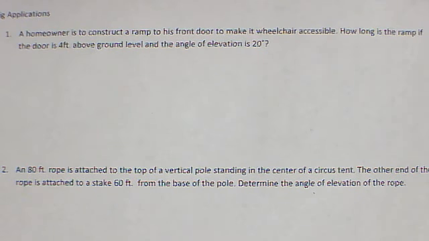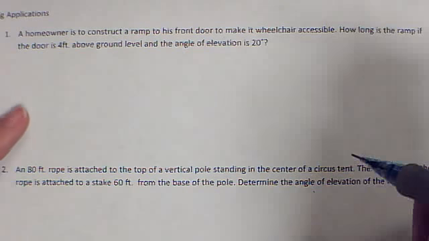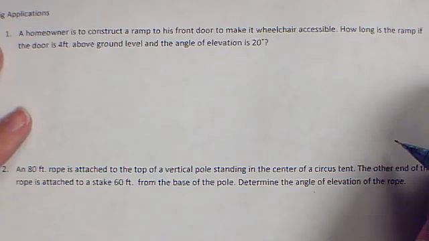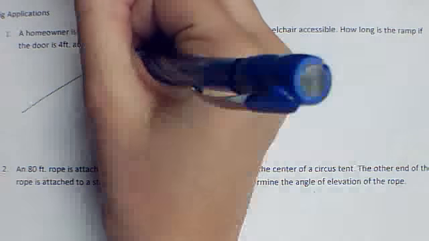Today in pre-cal we learned about trig applications. The first one is: if a homeowner is to construct a ramp at his front door to make it wheelchair accessible, how long is the ramp if the door is 4 feet above the ground level and the angle of elevation is 20 degrees? You want to start by drawing a triangle.